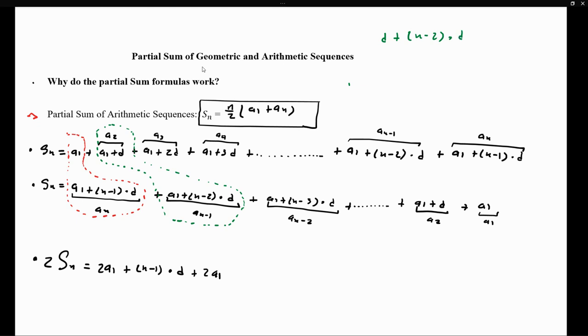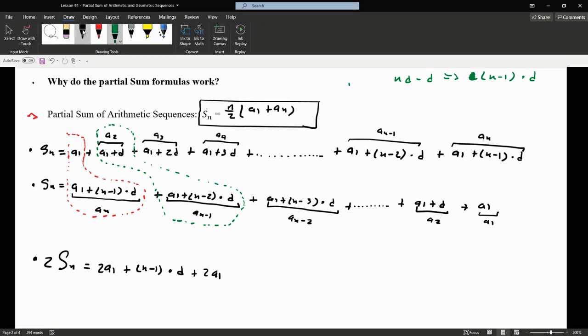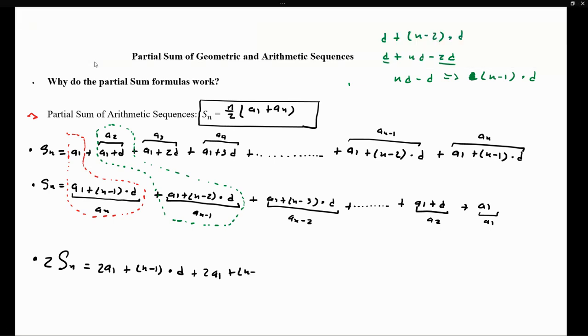Again, right now I'm just adding d with the second expression here. Let's see if we can simplify this. This is equivalent to d plus n of d minus 2d. We can combine the d's in here. So now we have n of d minus d, which again is just equivalent to d of n minus 1, or n minus 1 times d. So notice that we still have the same expression here. So it will be 2a1 plus n minus 1 times d.